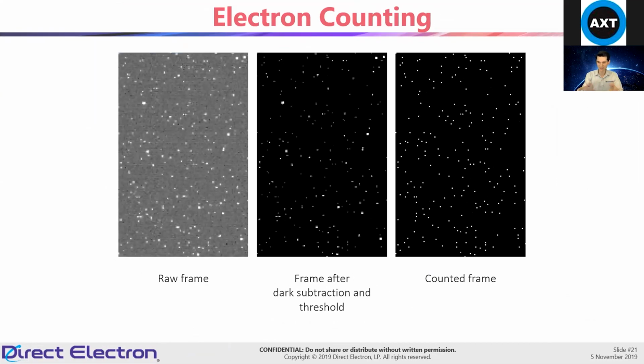With electron counting, you have several different approaches. There's the black box method, which is typically what the other competitors use, and then there's the way that we do it, and the way that we do it is fairly open.